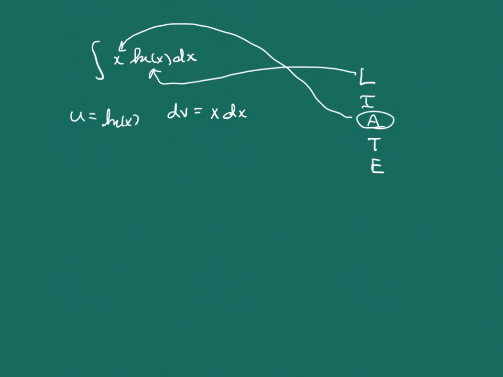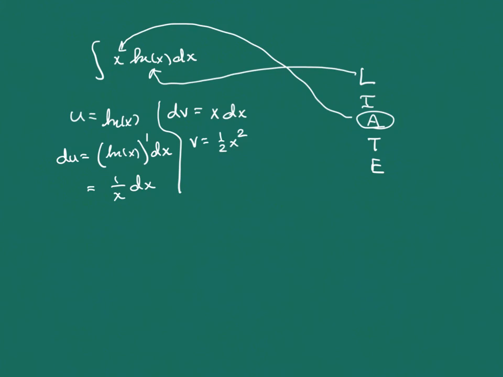So if I find du, that's going to be the derivative of natural log times dx. So that ends up being a 1 over x dx. The v being just the integral of both sides, so that's going to be the v being the integral of x, just looks like a 1/2 x squared.